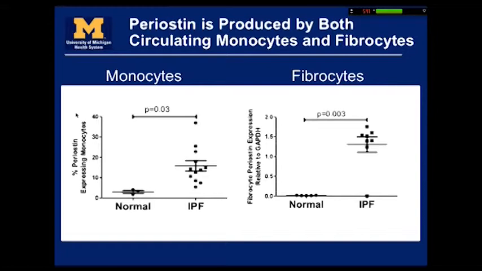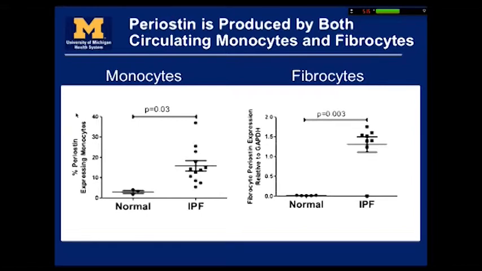And so we were interested in whether there could be a circulating cell type that was producing periostin. And so we had blood samples from patients, normal volunteers or IPF patients. These are just buffy coats stained with CD45, fixed, permeabilized, and stained intracellularly for periostin, and then gated on side versus forward scatter to try to look at the monocyte-sized population of cells. And you can see that the percentage of monocytes which express periostin is much higher in patients where we got blood from IPF patients as compared to normal controls.